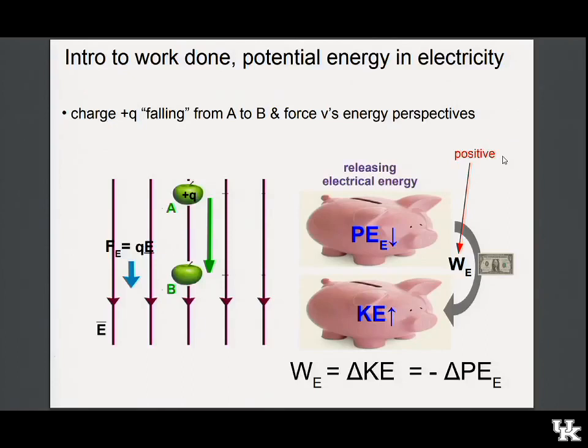Again, there's an equation here that we can apply to this energy perspective. The amount of work that's done, the amount of energy that's transferred by the electrical force, is equal to the extra kinetic energy acquired, so the gaining kinetic energy, that's the delta KE, and it's equal to the loss of electrical potential energy. So the minus sign is that we're releasing electrical potential energy here. And so this equation describes the energy perspective.